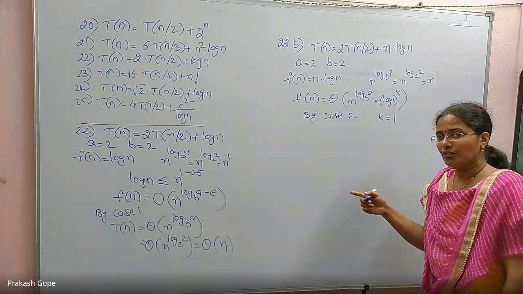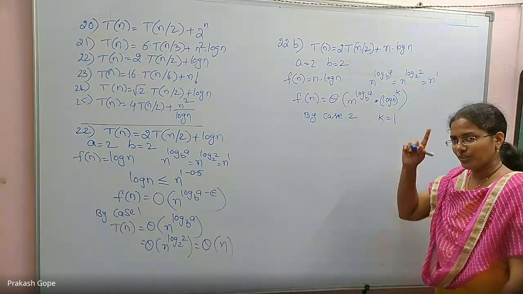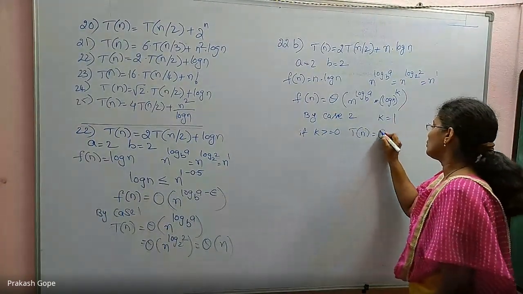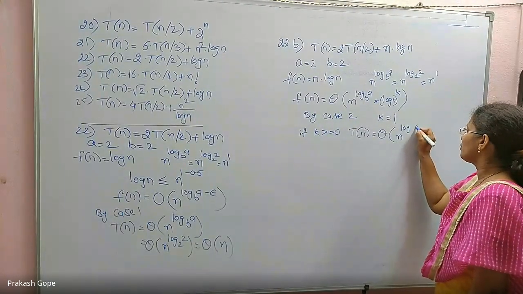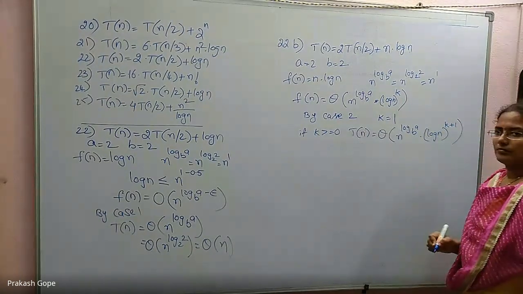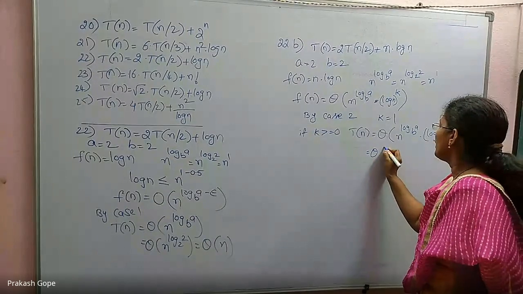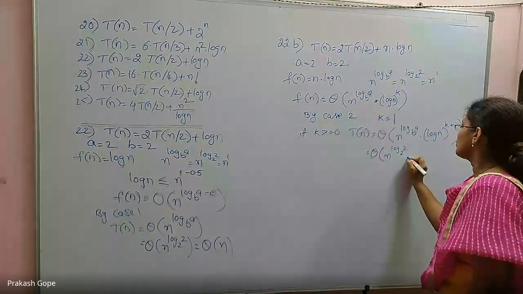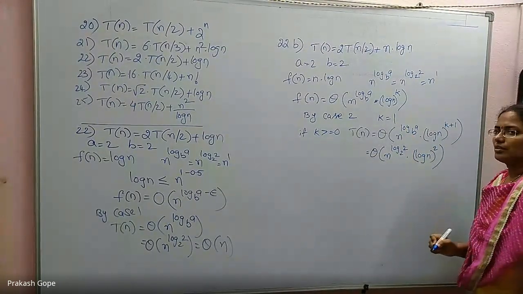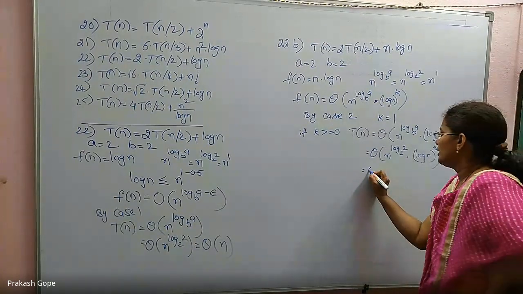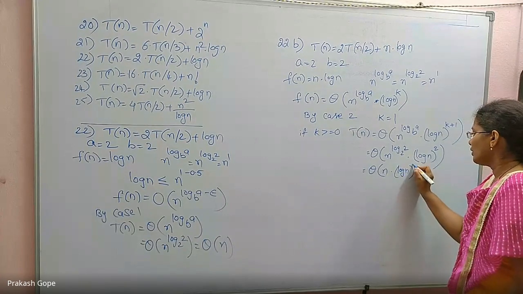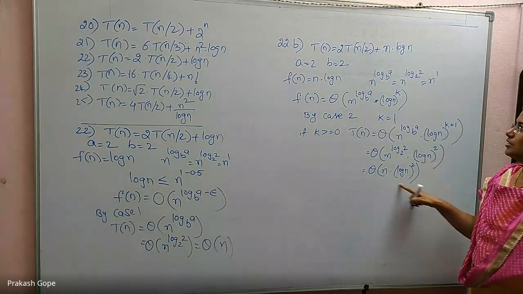So what are the k values that we have seen? K greater than or equal to 0 is the first case, right? So if k is greater than or equal to 0, T(n) is equal to theta of n power log a to the base b into log n whole power k plus 1. This is the theorem that we have written. So the T(n) value is n power log 2 to the base 2 into log n whole power k plus 1. K is 1, so it becomes log n whole square. Theta of n power log 2 to the base 2 is n. So n into log n whole square. This is the answer for this question.